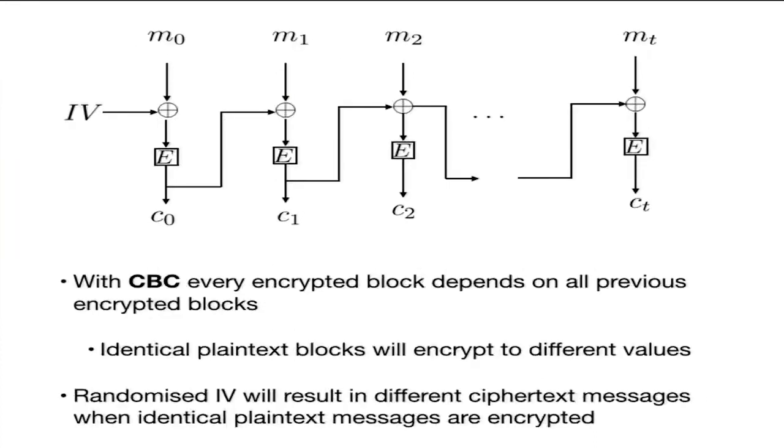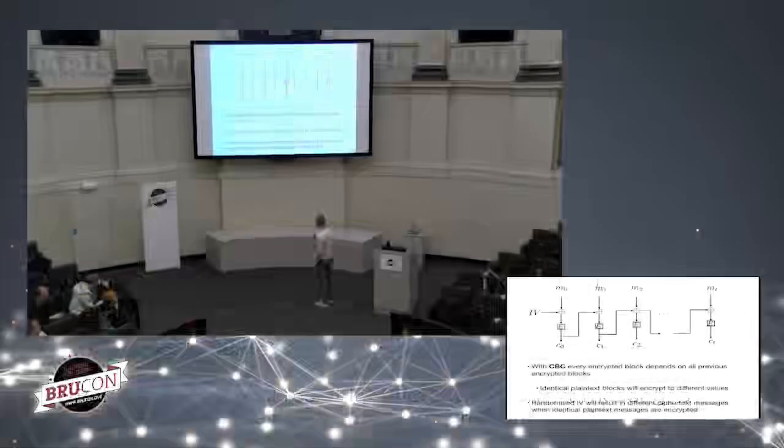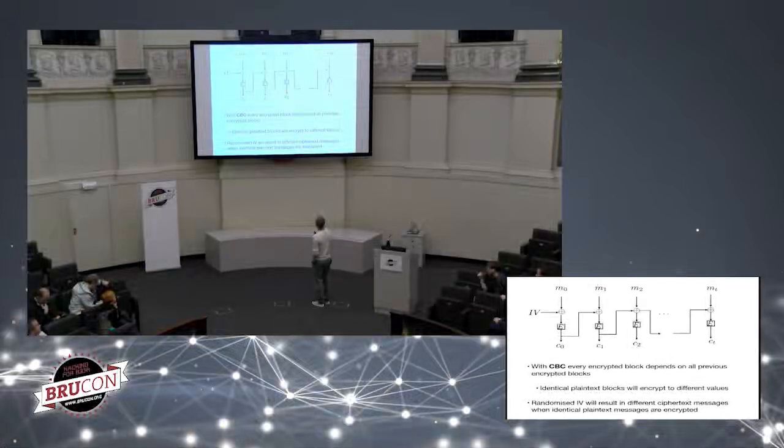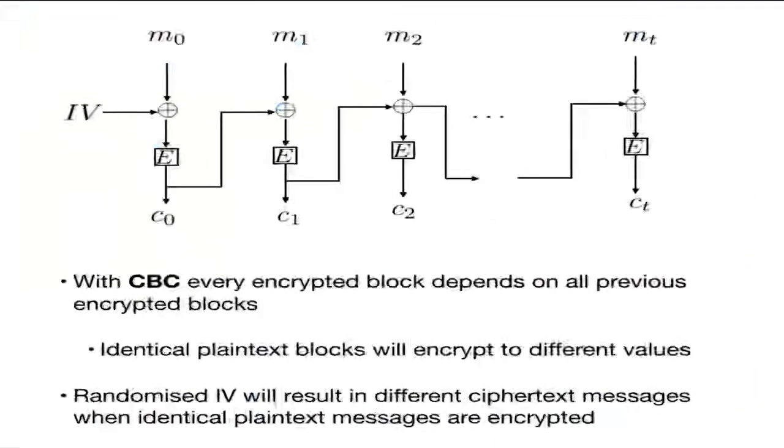Another famous mode of operation is called CBC, cipher block chaining. Let's go over how this looks. We again have our messages M0, M1, M2, all the way to MT. These have a size of 16 bytes, 128 bits. They will be XORed with, again, this IV, and encrypted using, for example, AES, and they will then get C1.